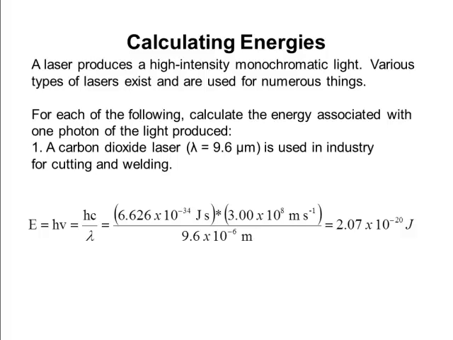Plug all those in, and I end up with 2.07 times 10 to the negative 20th joules. So one photon of that light coming out of that carbon dioxide laser has 2.07 times 10 to the negative 20th joules associated with it.